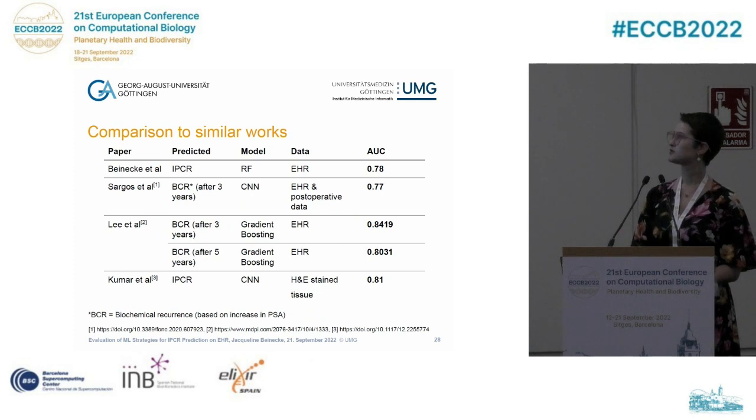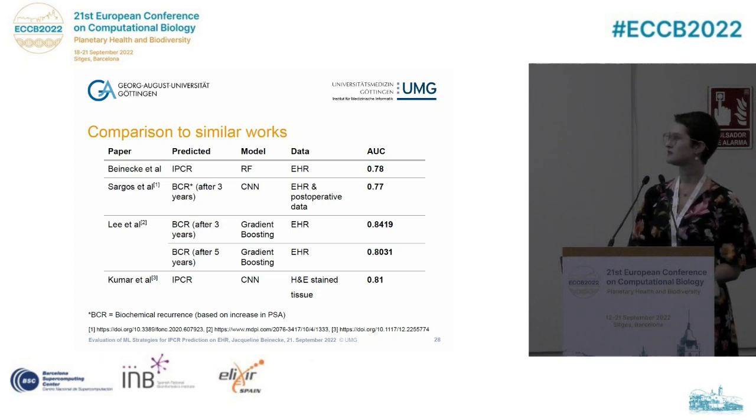To put it in comparison with other work, Zagos et al. trained a convolutional neural network on EHR and postoperative data, and they predicted, like a lot of other people, biochemical recurrence, which is the increase in PSA values, and they achieved an AUC of 0.77, which is a little bit lower than ours. And Li et al. trained gradient boosting algorithms to predict the recurrence after 3 years and 5 years, also on electronic health records, and they achieved AUC scores of 80 and higher.